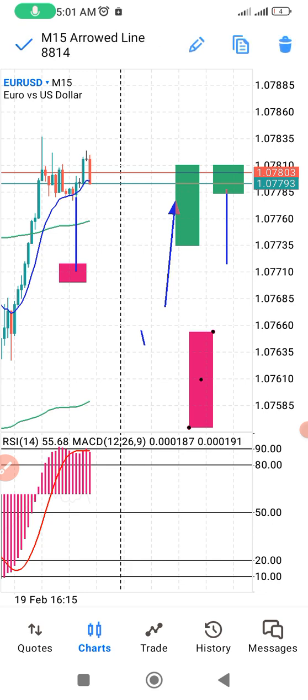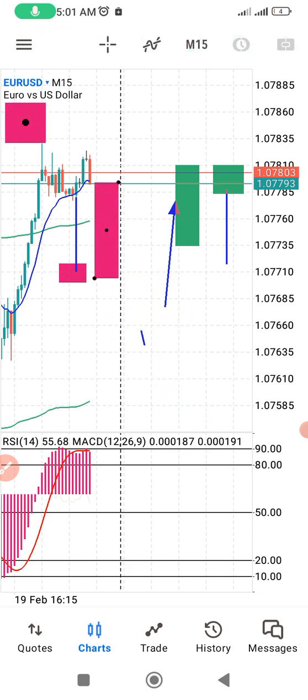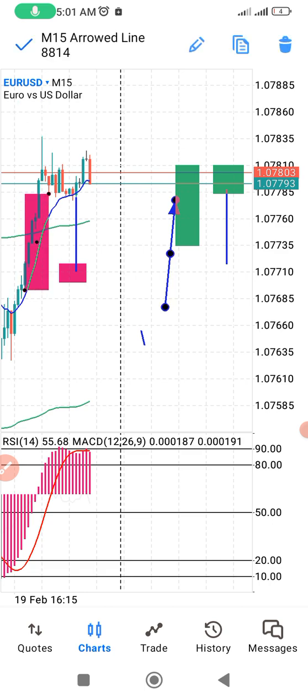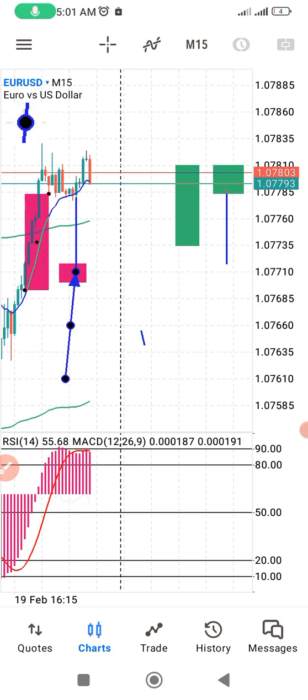Okay, and if this is what you got, it is still a more confirmed entry, and if it is this way, the entry is still okay. Alright, so engulfing candle and pin bar. I believe with this you can identify what an engulfing candle is and what a pin bar is.